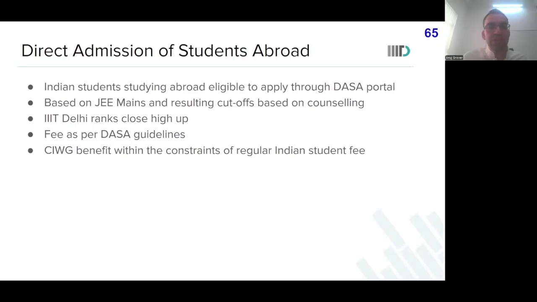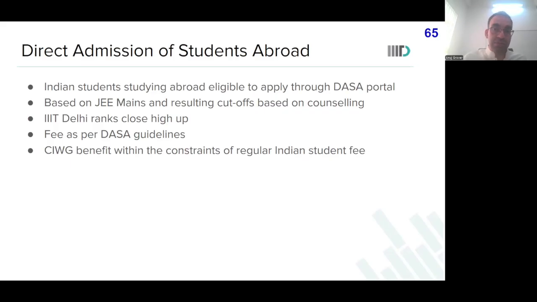Many of you must already be aware about the DASA admission process. This is eligible for, in fact, I've written Indian students, but also other foreign students studying abroad. And it is based on your score in JEE Mains. We have no role to play, and we do not interact with the students for the DASA program. It is the counseling and the cutoff in that counseling process through which students get admitted to IIIT Delhi. The fee is as per DASA guidelines, and there are a few seats that are available for CIWG students also.